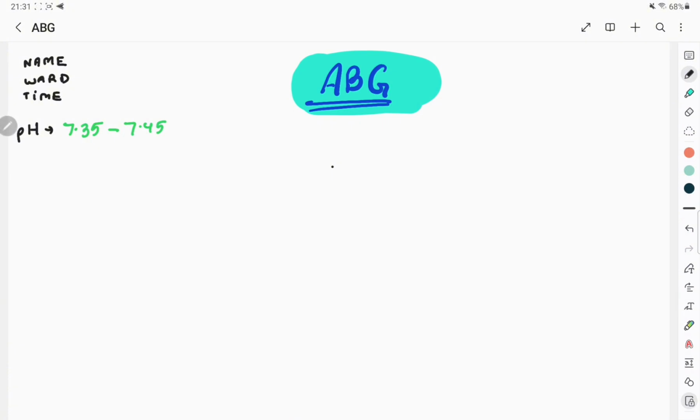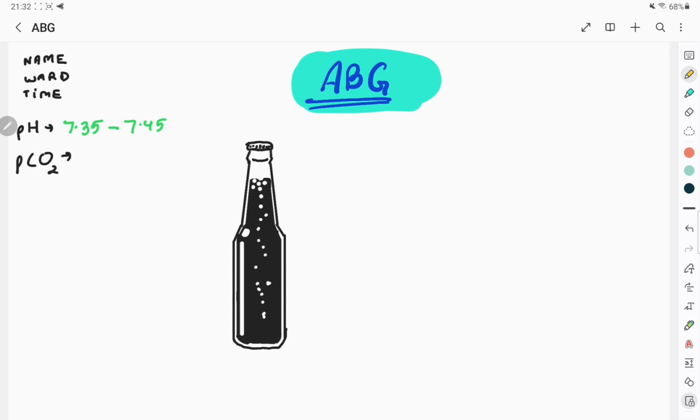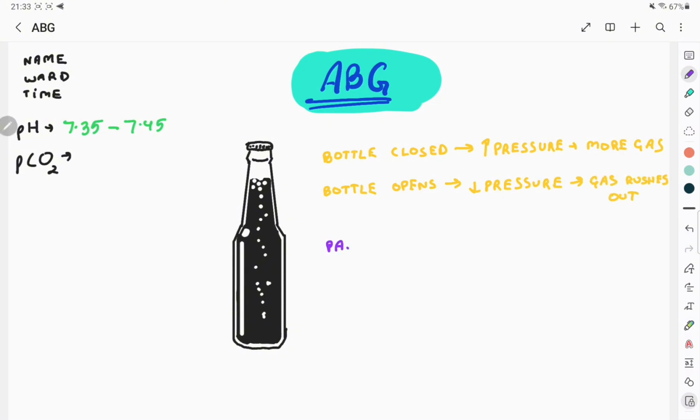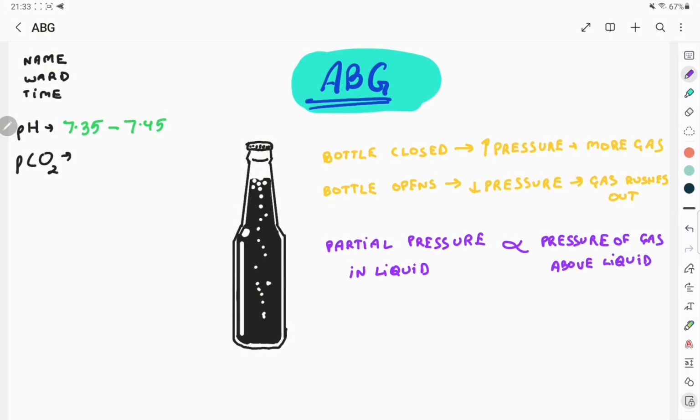Now, let's look at PCO2. This stands for partial pressure of carbon dioxide. To really understand how this works, imagine a bottle of soda. Soda has gas dissolved right into the liquid. When the bottle is closed, the pressure inside is high, which forces more gas to stay dissolved in the soda. But as soon as you twist that cap open, the pressure over the liquid drops down to normal atmospheric pressure, and that dissolved gas suddenly starts rushing out of the soda in the form of bubbles. What this tells us is that the amount of gas dissolved in a liquid, which we measure as partial pressure, is directly proportional to the pressure of gas above that liquid. This is a fundamental principle in physics known as Henry's law.